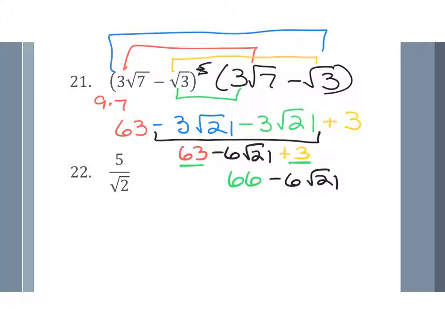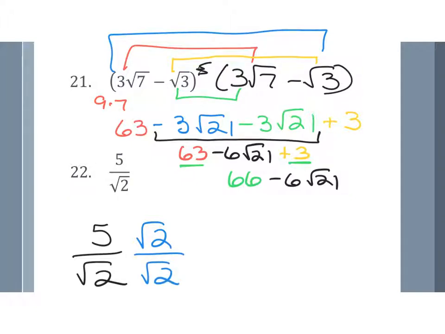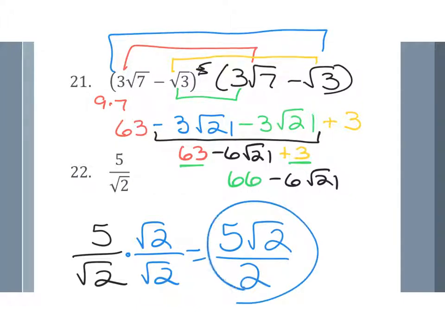Number 22. Here's my situation where I have to rationalize. Can't leave a square root in the bottom. So in order to fix this, we multiply the top and the bottom by the square root of 2. This becomes 5 square root 2 over 2. And you're done.